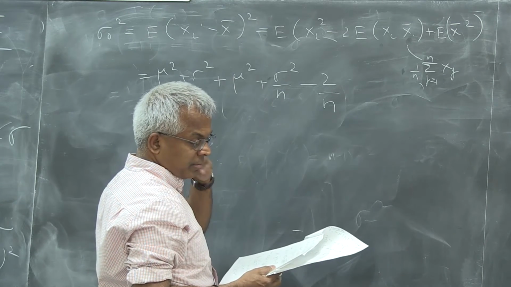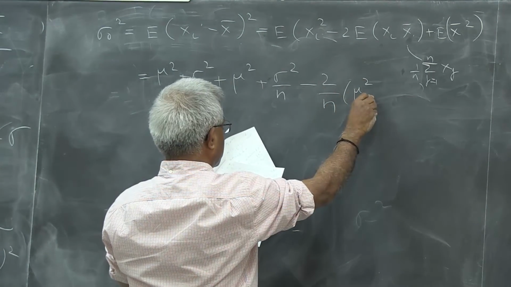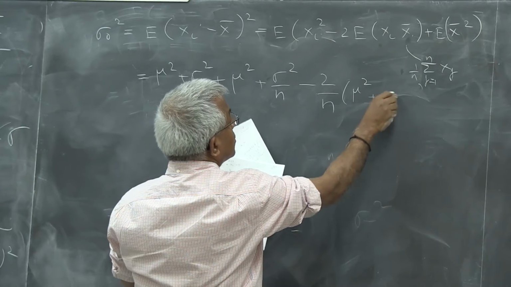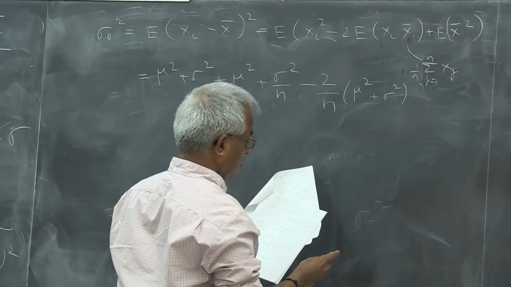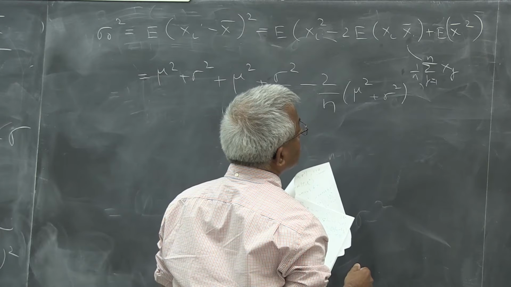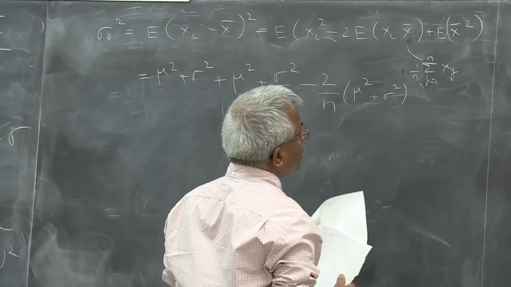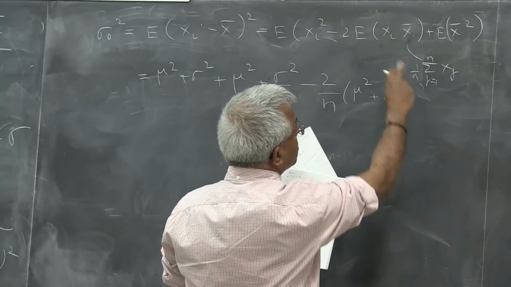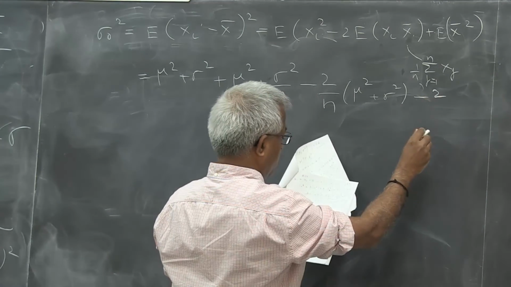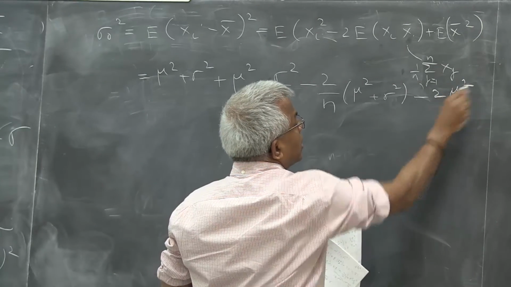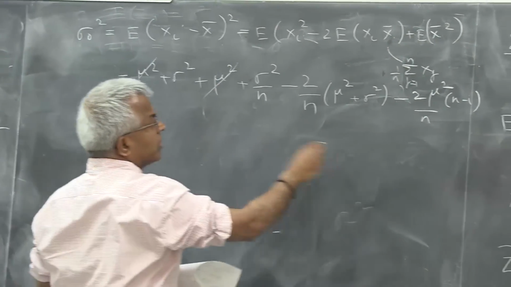xi squared. So that's going to be mu squared plus sigma squared. And when i is not equal to j, that's going to be simply xi xj, but the expected value of xi is mu. So you have minus 2 mu squared over n, and there are n minus 1 such terms. So if you pull all this together, this goes away, right?